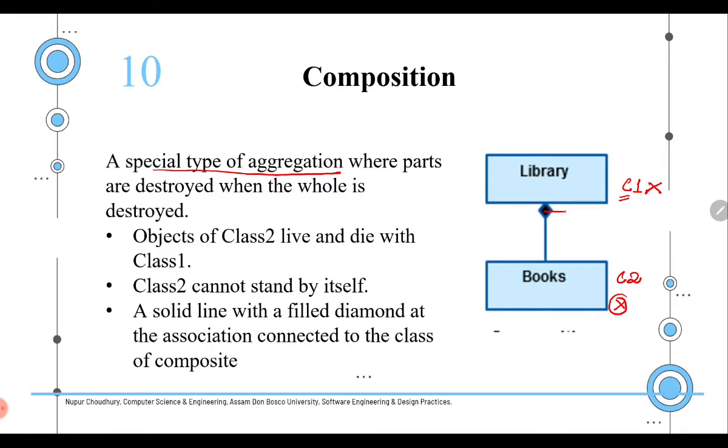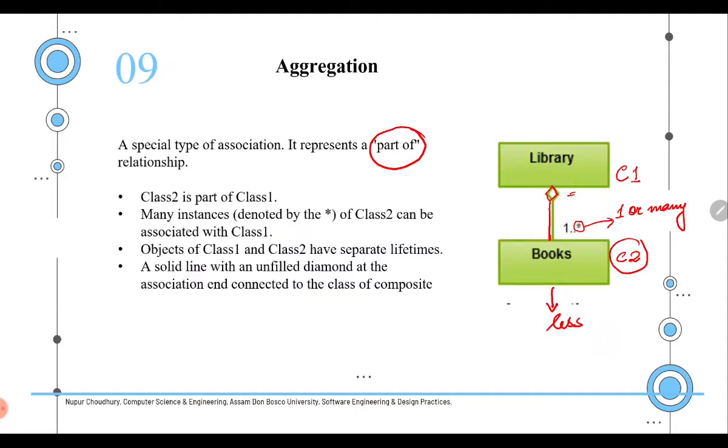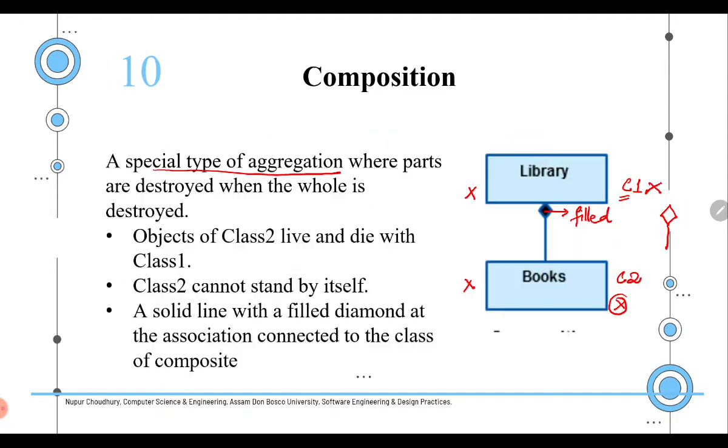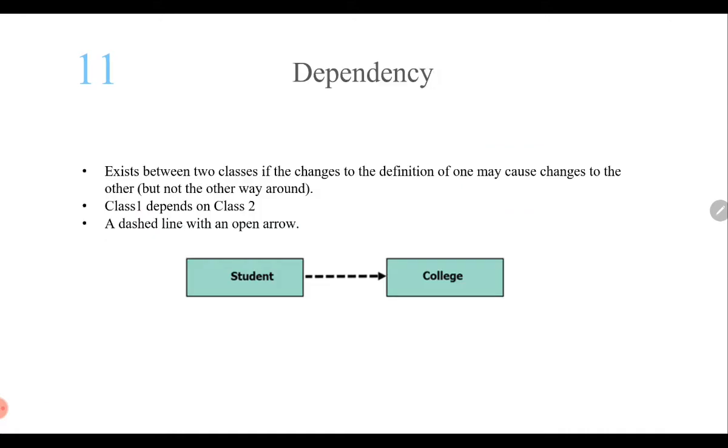The only difference is that this is filled, and in aggregation, it was a hollow type of arrow. But we have to understand that in composition, if the composite does not exist, the parts also do not exist. And in aggregation, if the parts do not exist, the aggregation will continue to exist. So these are the relationships.